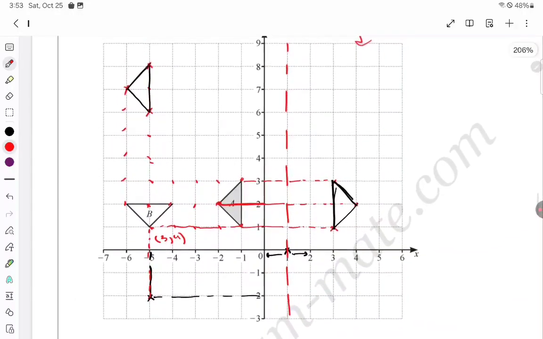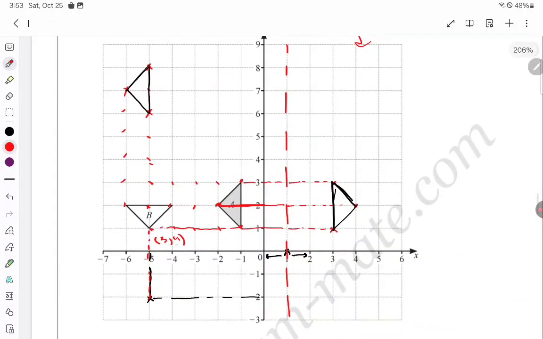So what we are going to do for the enlargement, make it 6, 8. So for 6, 1, 2, 3, 4, 5, 6. Now from this point, 1, 2, 3, 4, 5, 6, and for 8, 1, 2, 3, 4, 5, 6, 7, 8. Mark that point.